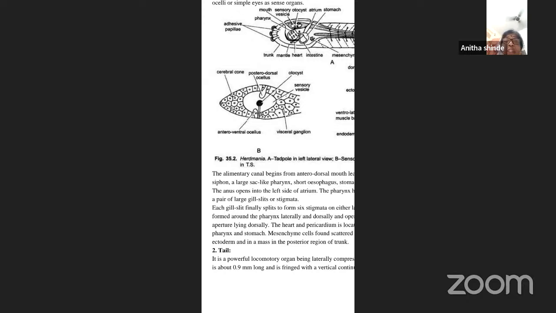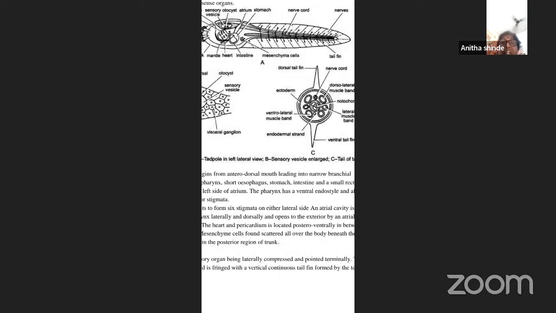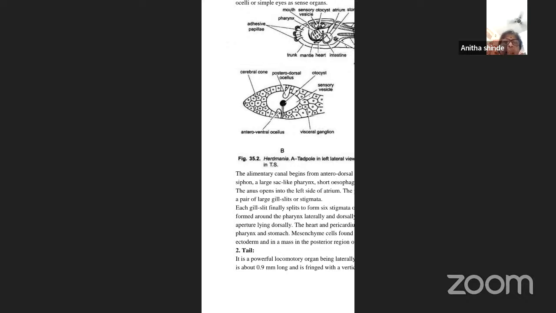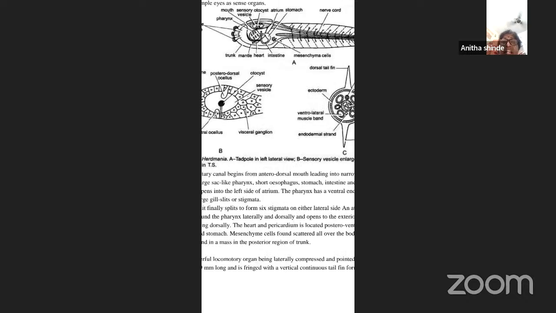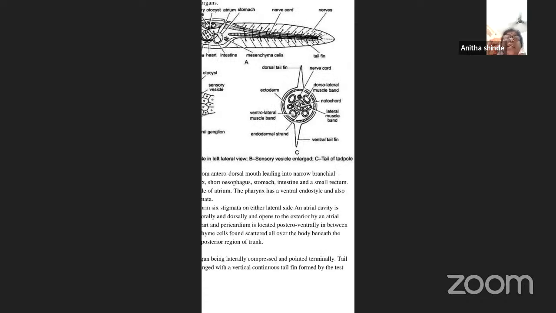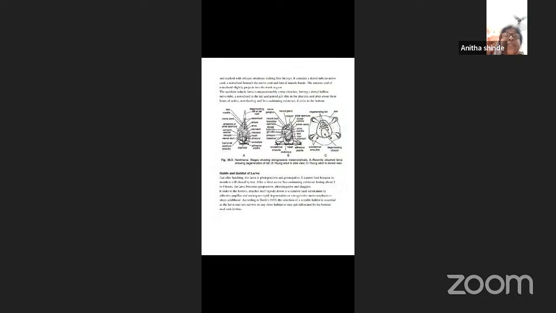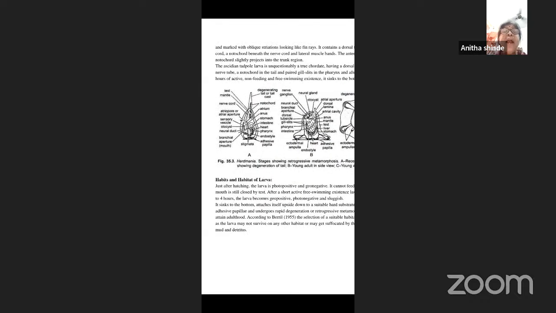Next is the tail. The tail is also a very powerful organ, being laterally compressed and pointed terminally. It is 0.9 mm long, and it is fringed with a vertical continuous tail fin formed by the test. You see here, this is the tail, you have got the tail fin. It is marked with oblique striations looking like fin rays.